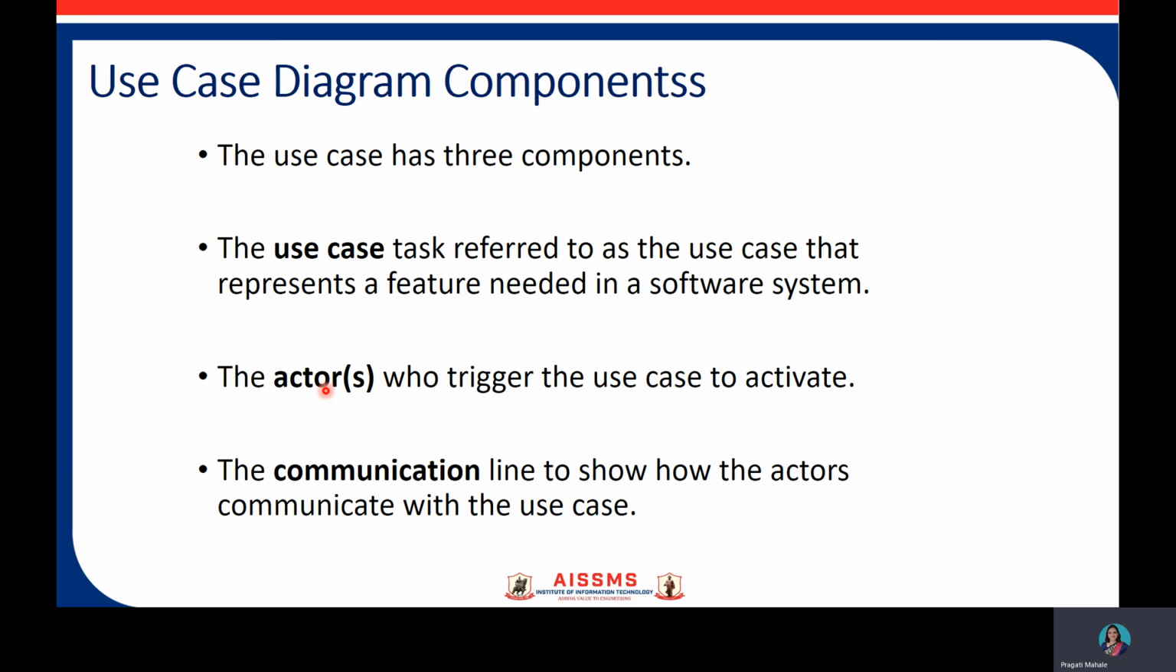Second component is the actor or actors who trigger the use case to activate. So all these are the external factors which can be humans or some hardware or software component or the signal who triggers this particular use case to take the action. And the third component of use case diagram is the communication line, to show how the actors communicate with each other. This communication line depicts the relationship of the actor with the use case.